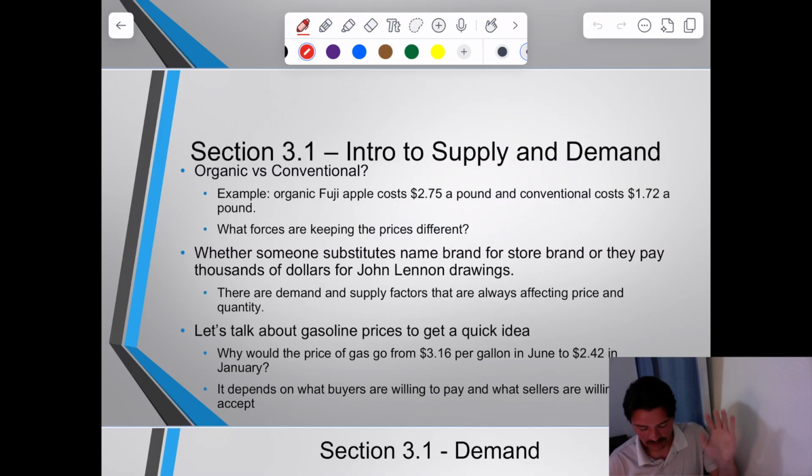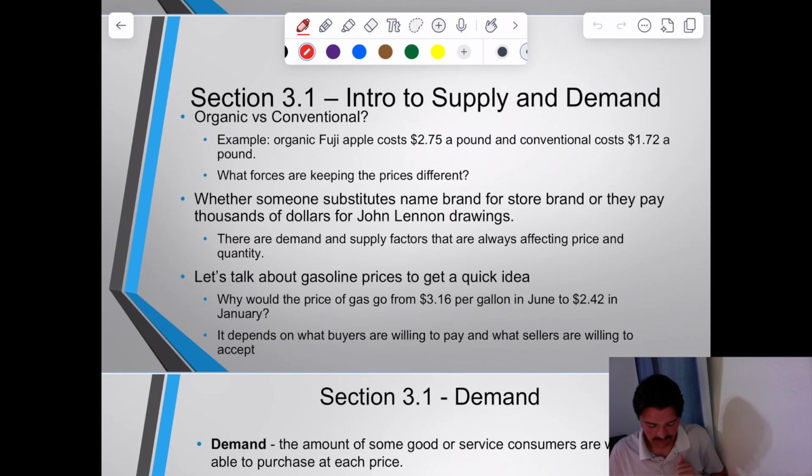Whether someone substitutes a name brand for a store brand, or they want to pay $1,000 for a John Lennon drawing, there are these supply and demand factors that are affecting price and quantity. We can even talk about gasoline prices, right? Why would the price of gas go from $3.16 in June down to $2.42 in January? You could talk about, well, it's summer, people are driving more, so there's a demand factor. You could talk about maybe there's a supply factor in the wintertime. Maybe they have a very good yield in terms of oil, and that lowers down the price of gas, right? It really depends on what the buyers are willing to pay and what the sellers are willing to accept.